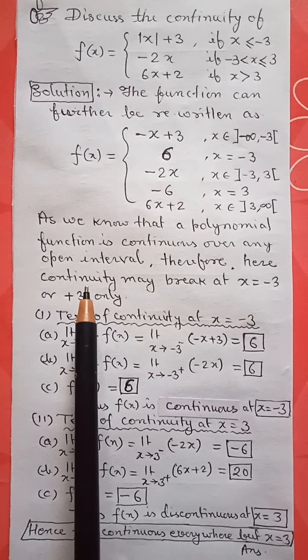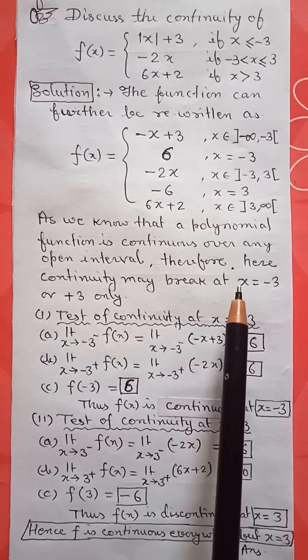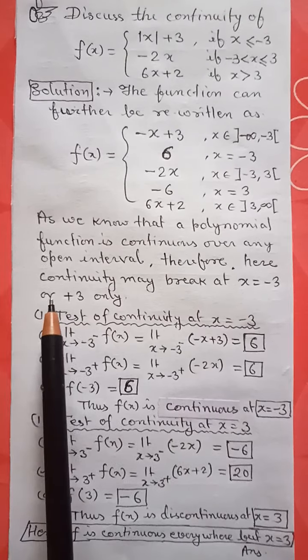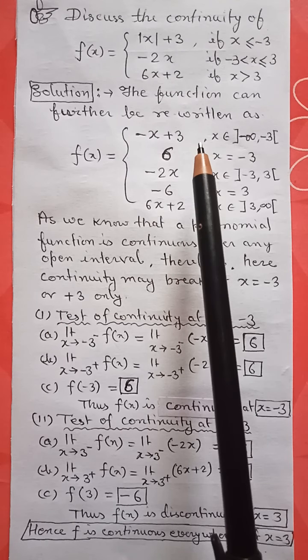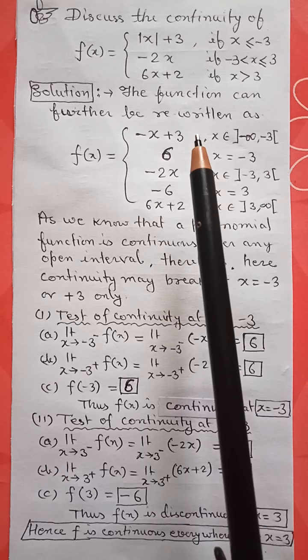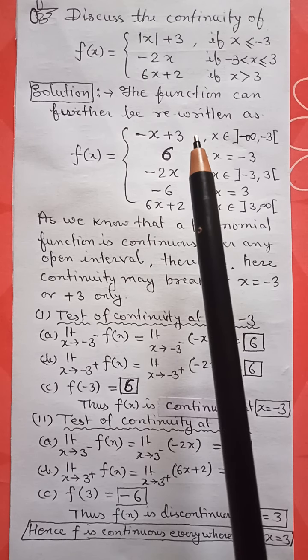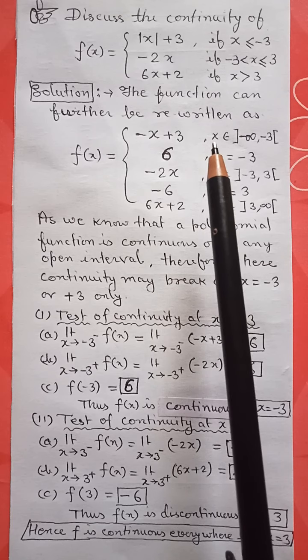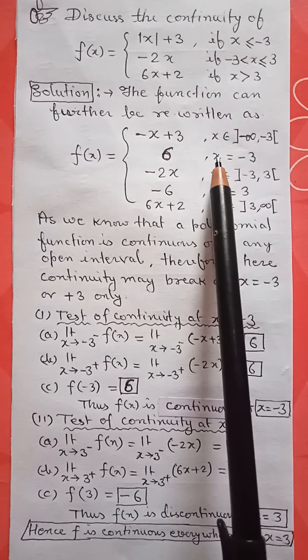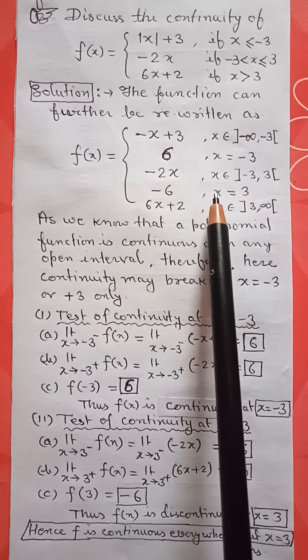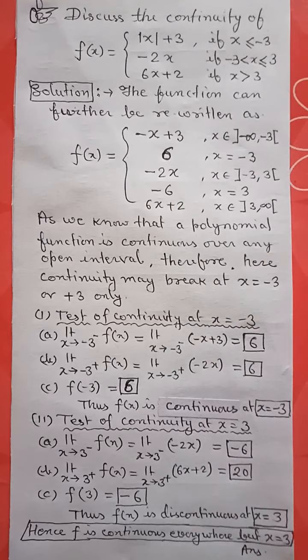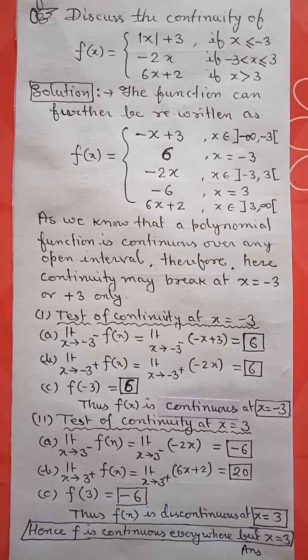Therefore, here continuity may break at x equal to -3 or 3 only. That means the chances of continuity to be broken are at x equal to -3 or x equal to 3. Now let us test the continuity of the function at both of the points.